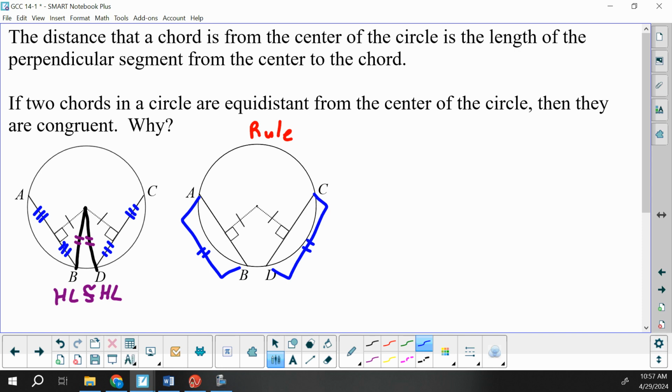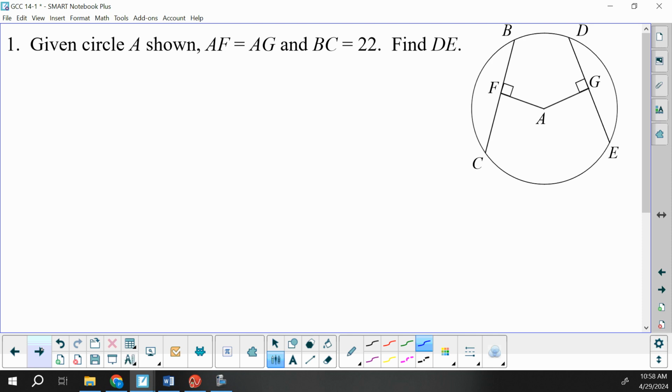So let's see now, we're going to see 6 different examples where these rules get applied. So down on the bottom of page 2, we got circle A. We learned last unit that that means A is our center. And we've got AF is equal to AG. So let's mark those up with tick marks. They tell us BC is 22. So let's label that with a bracket. And we want to find what DE is. So we can call that a variable.